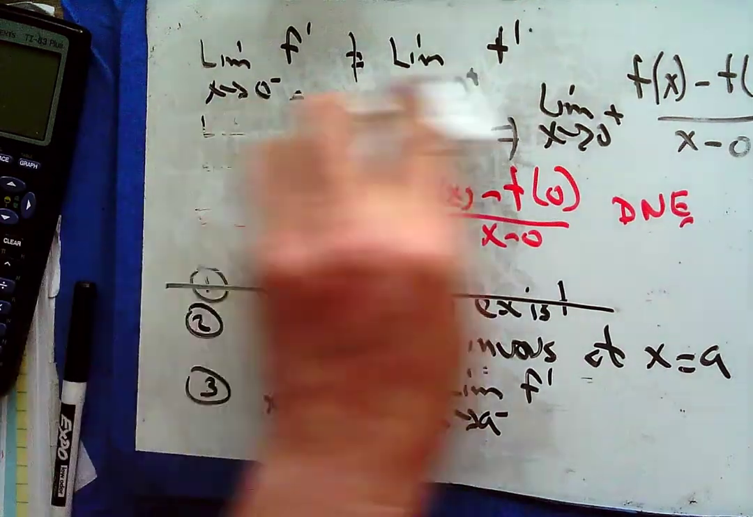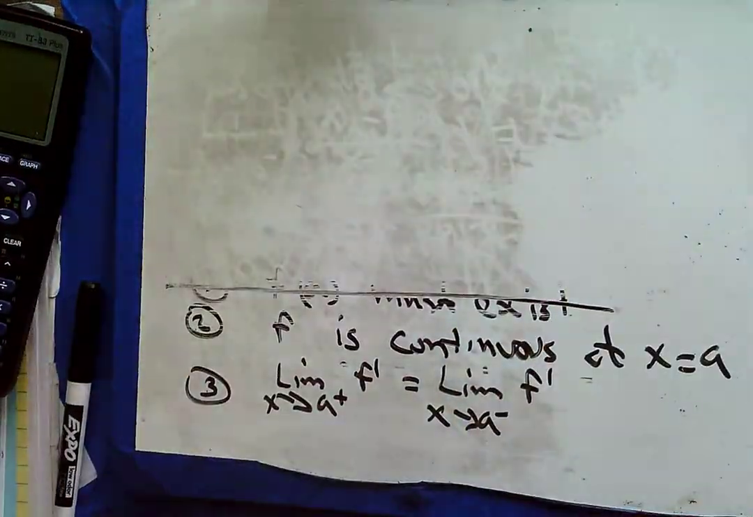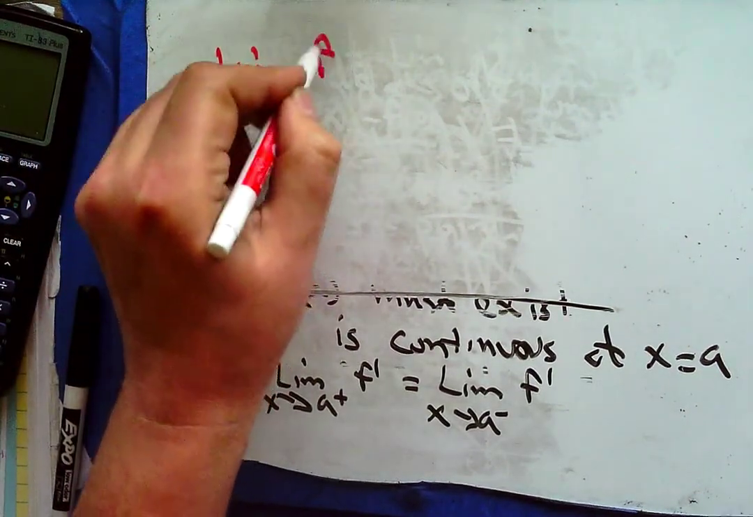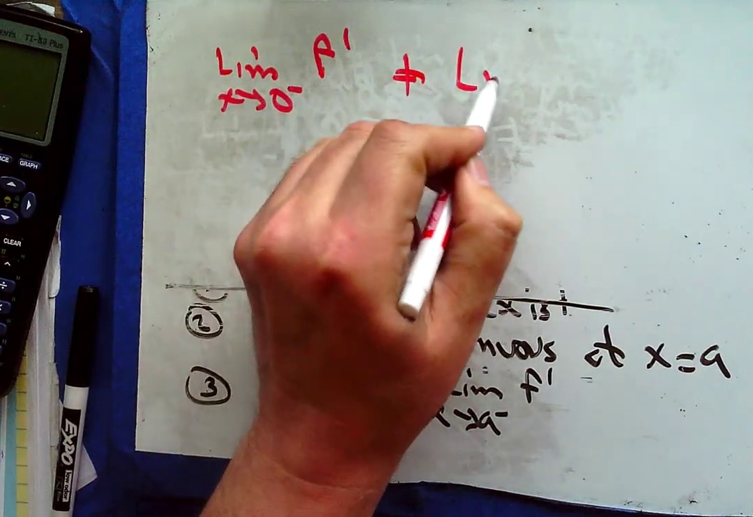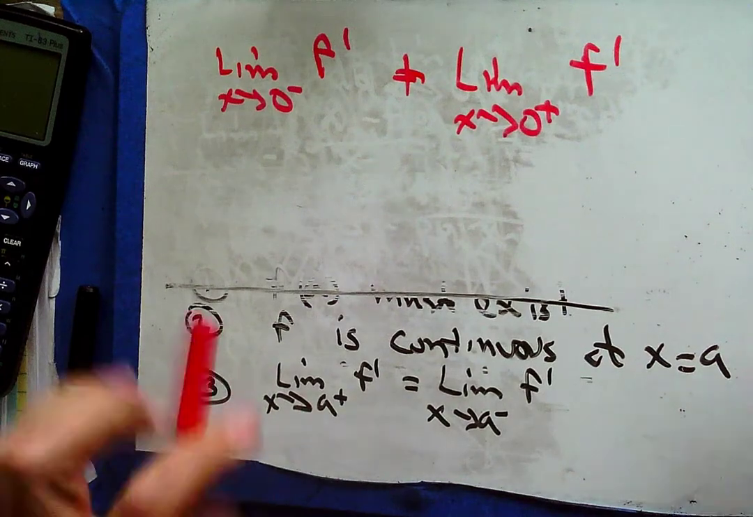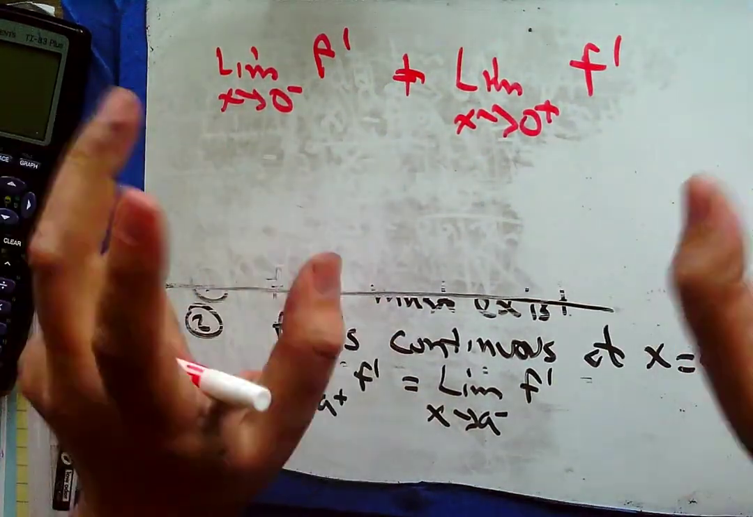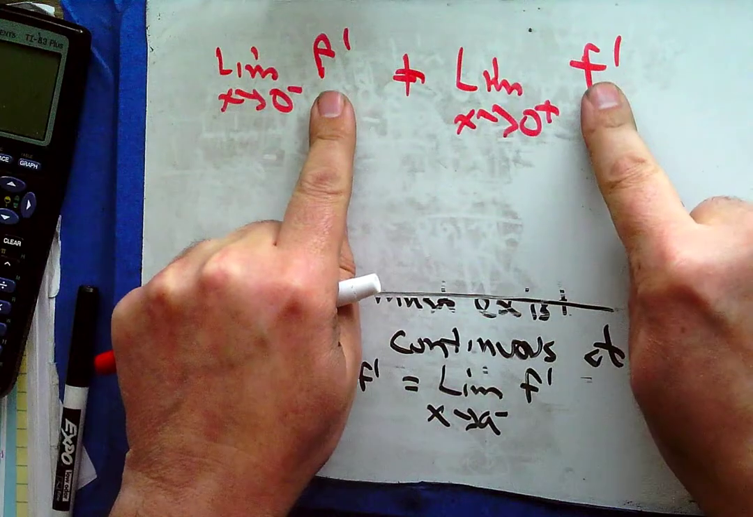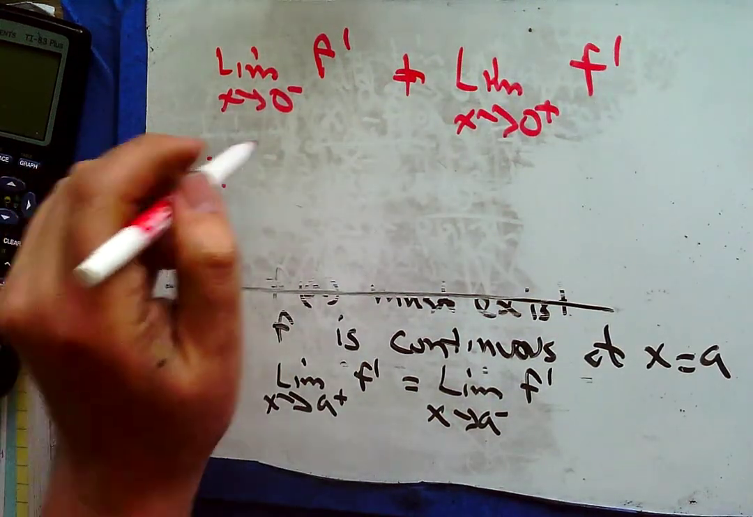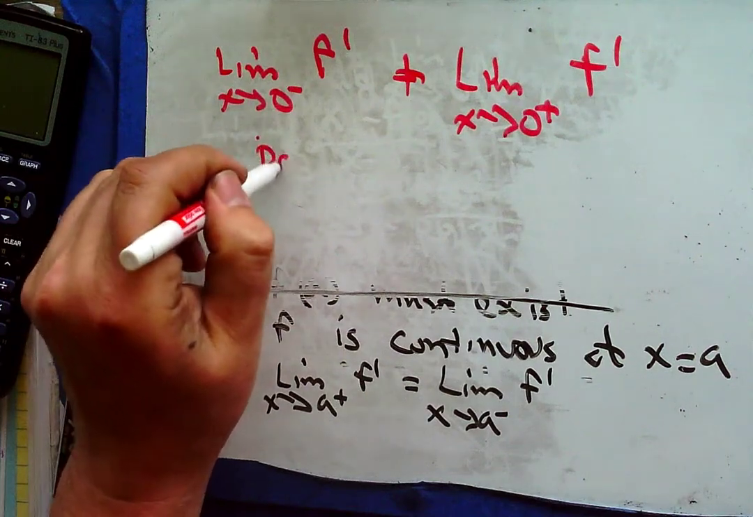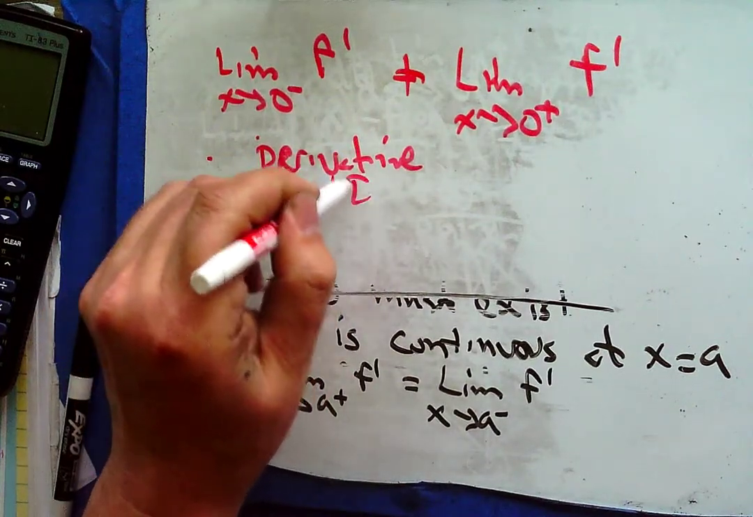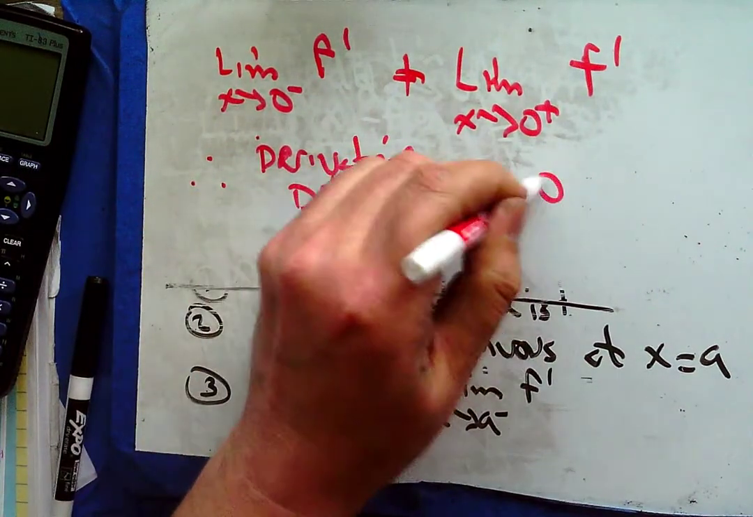Now, I will tell you that instead of writing that out, I would much prefer to say the limit as x approaches 0 from the negative of f prime doesn't match the limit as x approaches 0 from the positive of f prime, right? I can summarize that whole difference quotient piece to just saying, yeah, the limit of the slopes isn't the same from both sides. Therefore, the derivative does not exist at x equals 0.